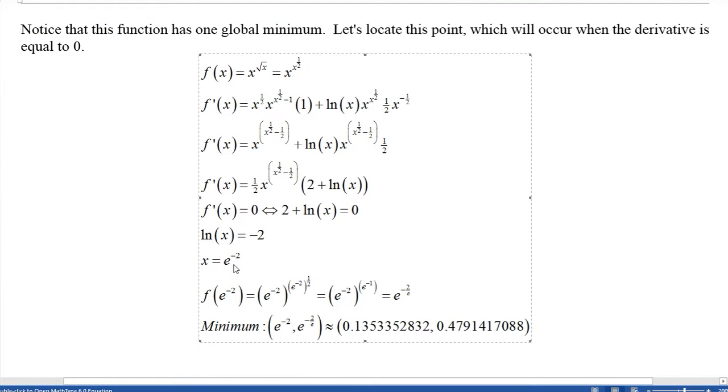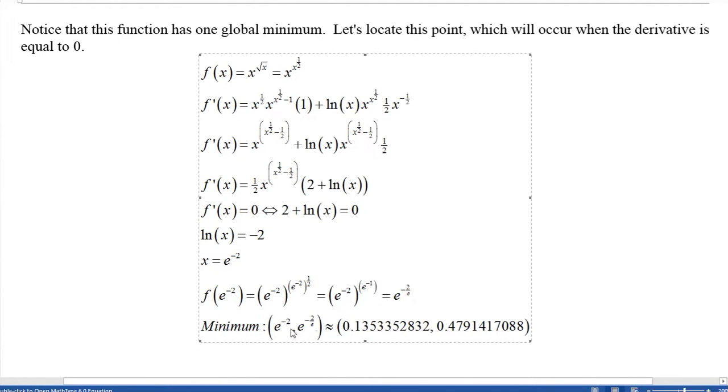What's the corresponding y? Well, go back to the original function here, put e to the -2 in place of x. So I looked at it in this version. So it's e to the -2 to the power e to the -2 to the 1/2. Alright, a power to a power, we multiply powers here, and this becomes e to the -1. And then e to the -1 is 1 over e, times -2 is -2 over e. So that's e to the power -2 over e. So the minimum actually happens at the ordered pair e to the -2 power, comma, e to the power -2 over e.